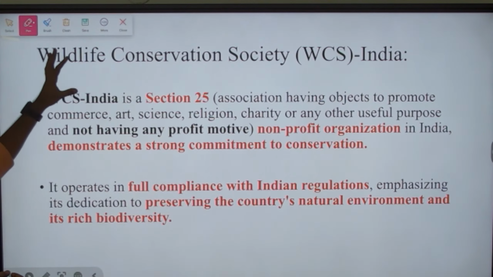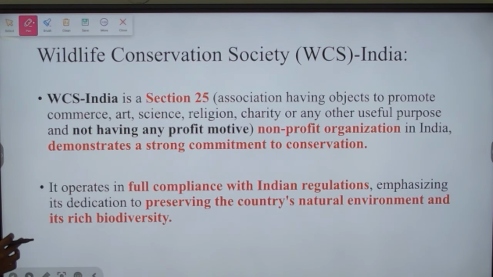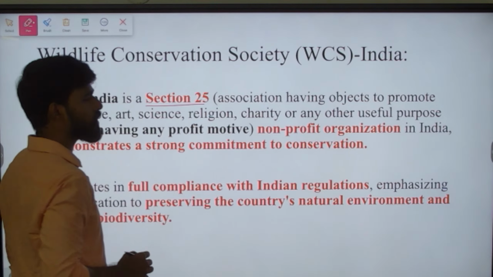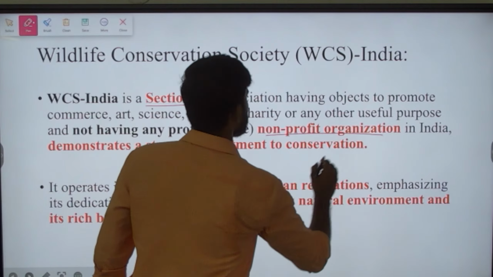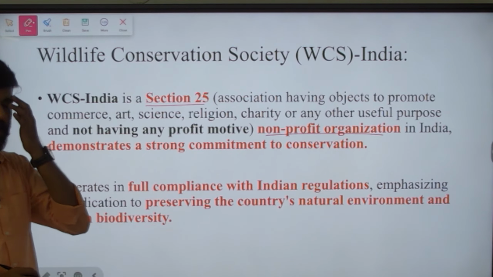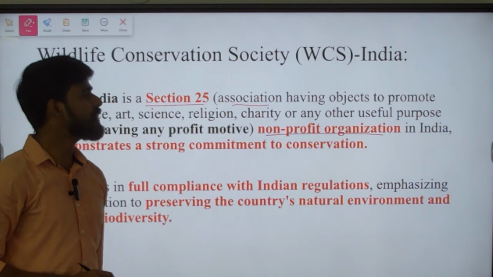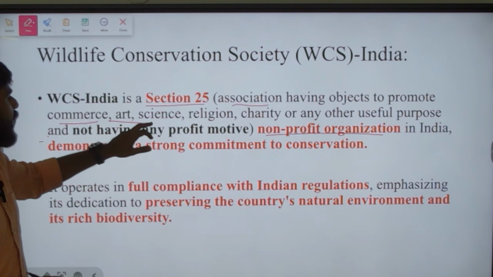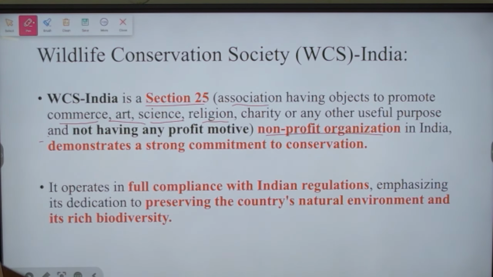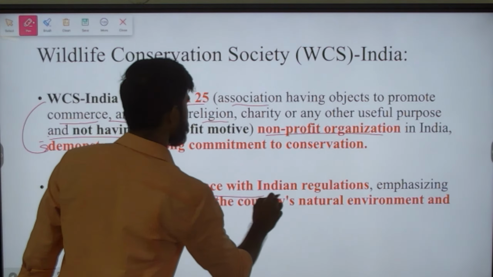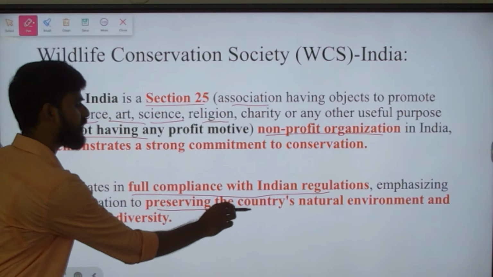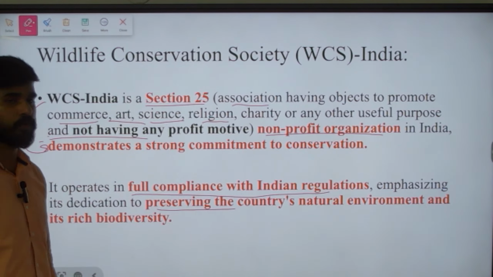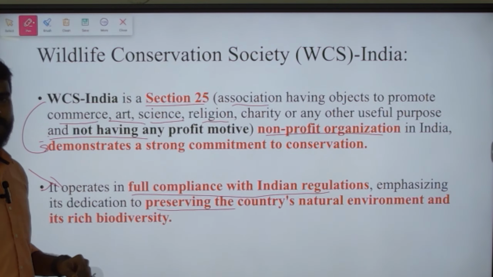Next, we saw that the report has been released by Wildlife Conservation Society, India. So what is this Wildlife Conservation Society that we need to know? It is a Section 25 company. What is a Section 25 company? A non-profit organization under the Companies Act is called a Section 25 company, and these are associations having objects to promote commerce, art, science, religion, charity, and any other useful purpose, and not having any profit motive. Such associations are called Section 25 companies, and this Wildlife Conservation Society demonstrates a strong commitment to conservation, and it operates in full compliance with Indian regulation, emphasizing its dedication to preserving the country's natural environment and its rich biodiversity. Such statements can be directly asked in your prelims examination.